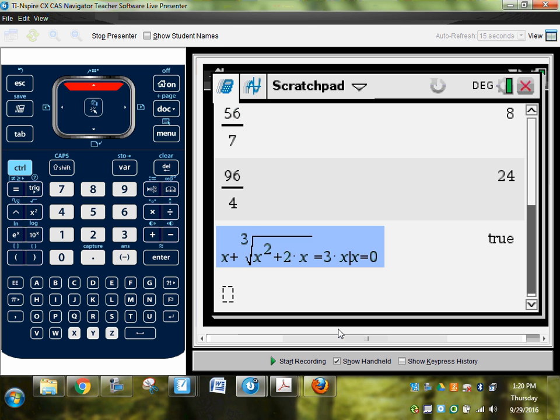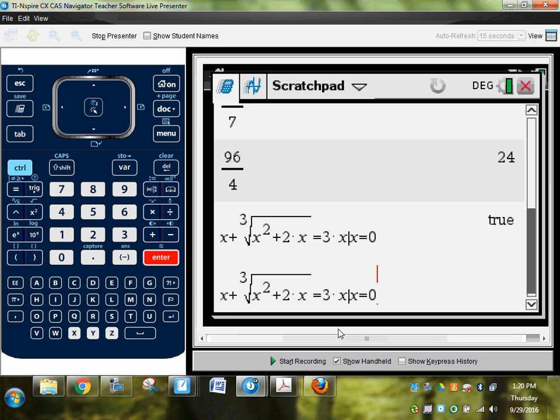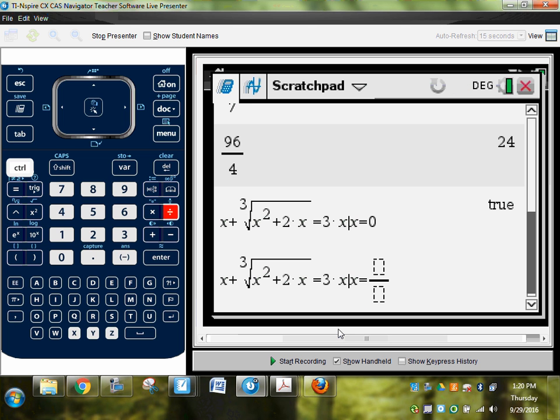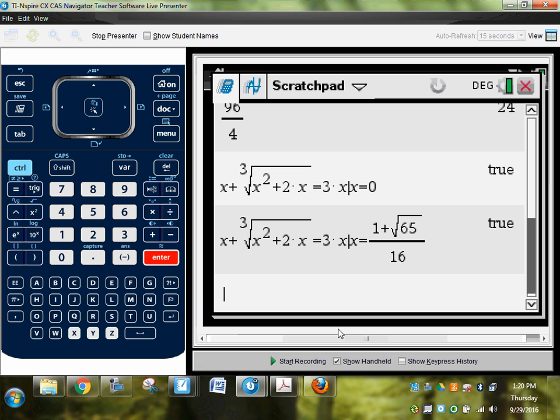2. So go back, select it, and delete the 0. Do control division. And now put in the top half of that. What goes up top? Was it 1 plus root 65 over 16? Okay, so do 1 plus root 65 over 16, hit enter. That one works.